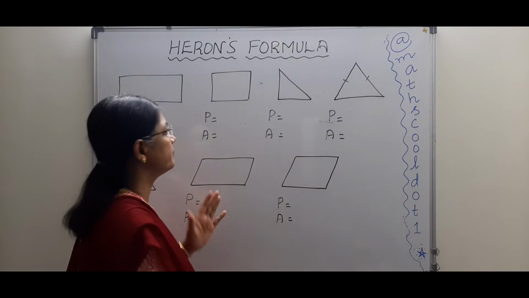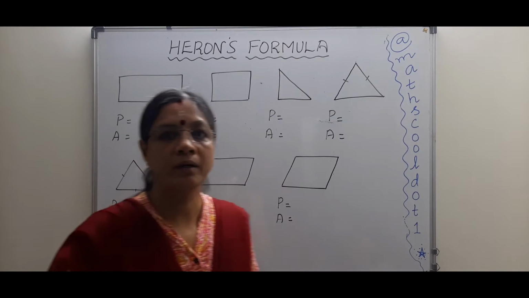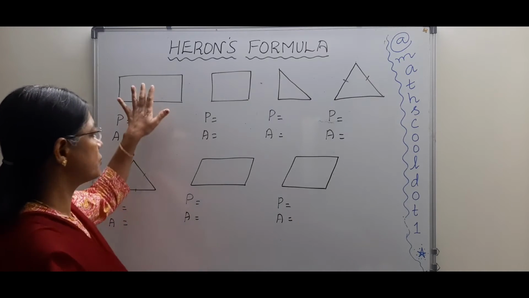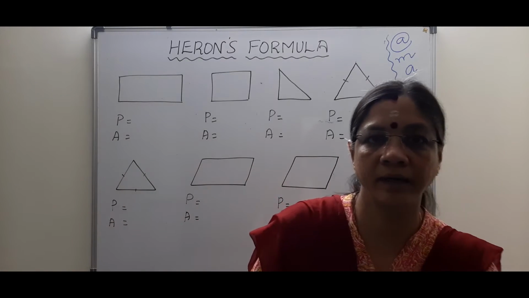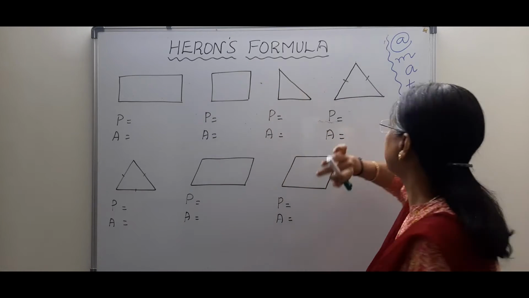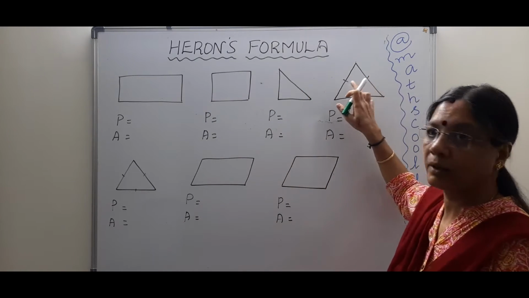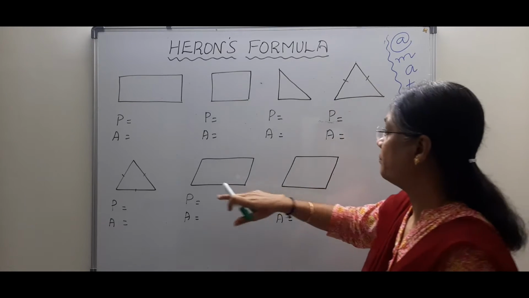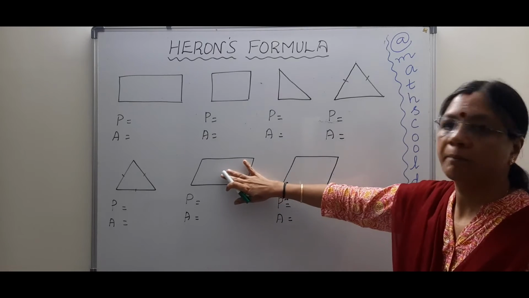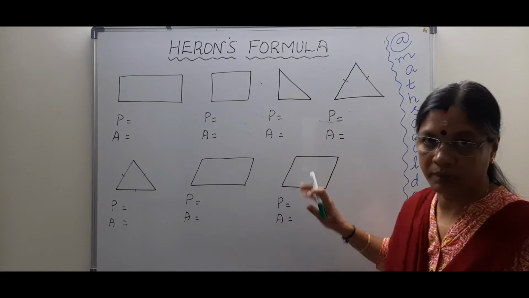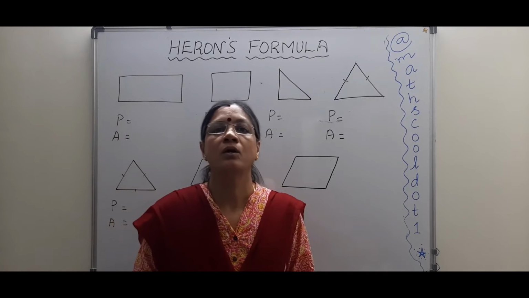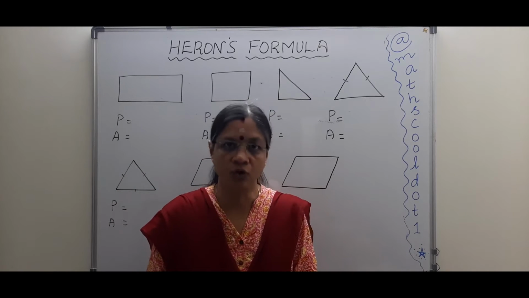Here I have drawn some figures, shapes you are familiar with. This is a rectangle, a square, and this is a right angle triangle, an isosceles triangle because I have got two sides equal, and here three sides are equal, so it's an equilateral triangle. This is a parallelogram and this is a rhombus. We have studied all about these in the previous classes, so let's get straight into the concept.